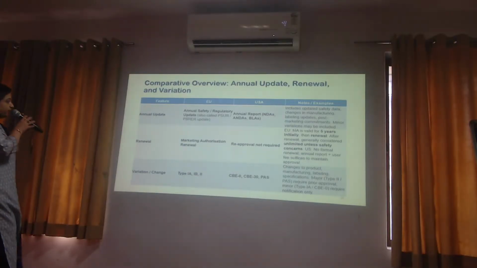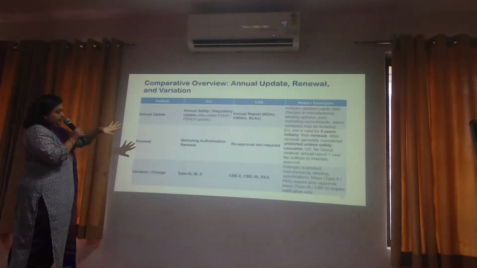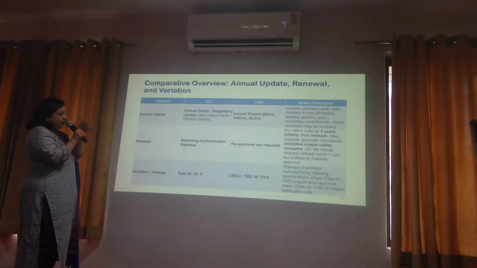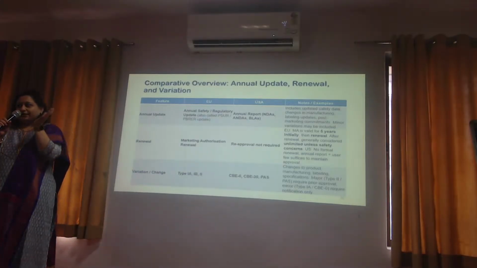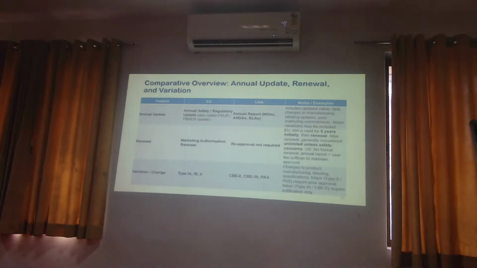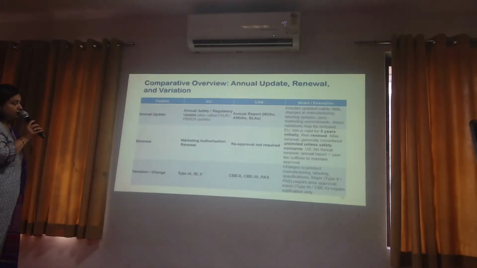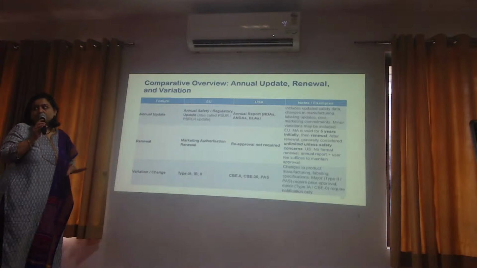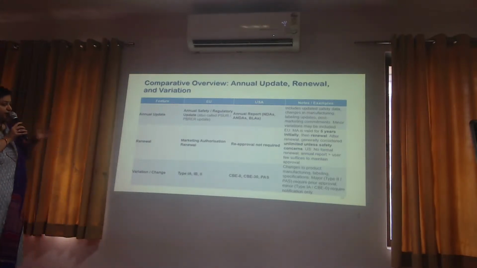So this is mainly for USA annual updates. In the EU and other countries, there is nothing like an annual update, but every year you have to submit your PSUR update. In certain countries, there is a renewal. As I said, it is mainly for the 5 years for which the product is approved. So in the USA there is no renewal, but in the EU, yes, there is a renewal process.